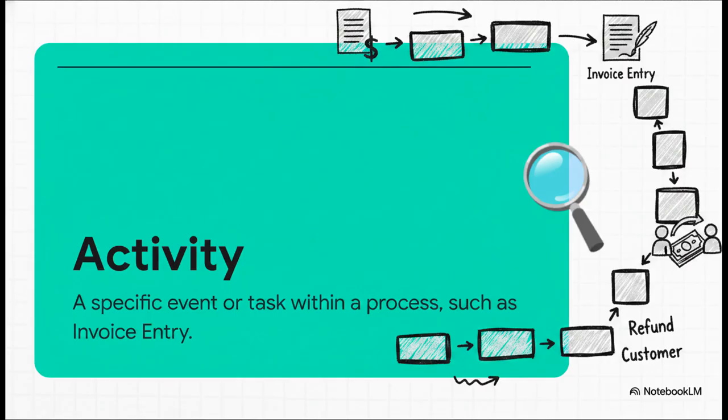An activity is a specific event or task that happens somewhere within that larger process journey. This really grounds our investigation in real, concrete tasks. We're talking about things like an invoice entry or a refund customer action. They're basically the individual stepping stones that make up the entire path of a case.